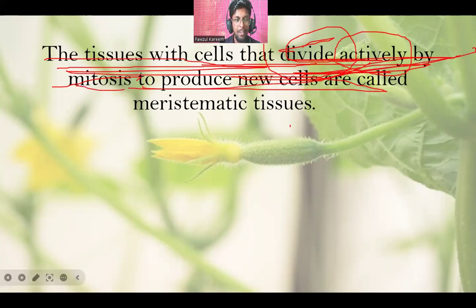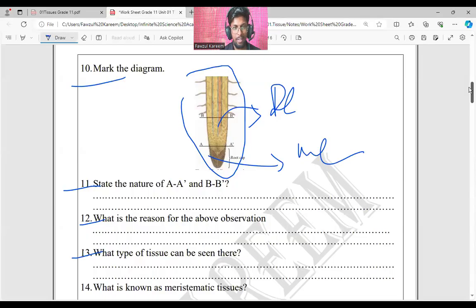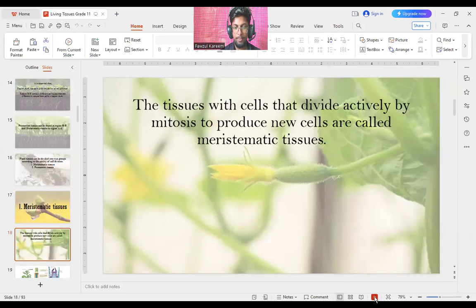Is it clear? Now take a piece of paper and write this definition, because I think you don't have the worksheet. Inshallah I will send the worksheet after the class. So now take a piece of paper and write the definition of meristematic tissue. I will give 1 minute.